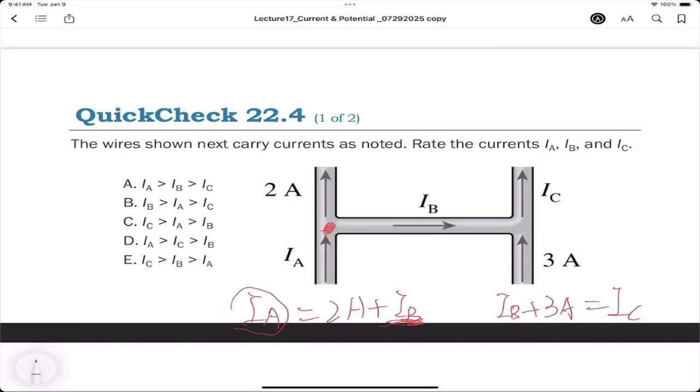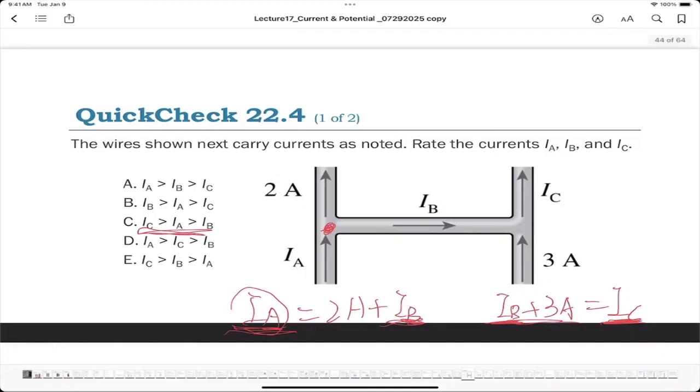Yeah, the output is IC, which means IA equals 2A plus IB. IC equals IB plus 3A, which means IC is greater than IA. That makes sense to you? Yeah, IB is the smallest one, IC is the biggest one, and IA is the second one. IC should be greater than IA, greater than IB, so the answer should be C. Does it make sense to you?